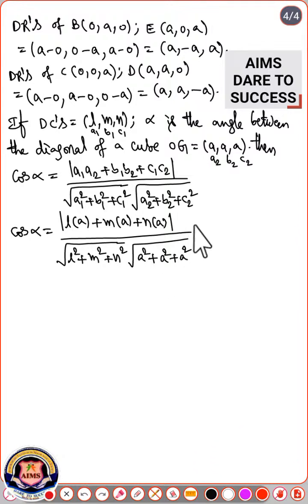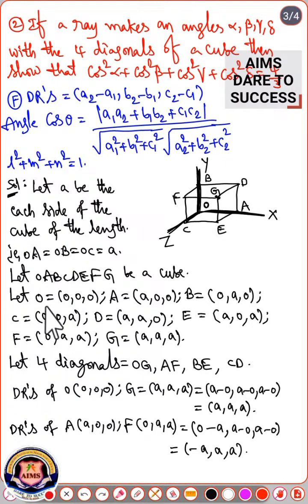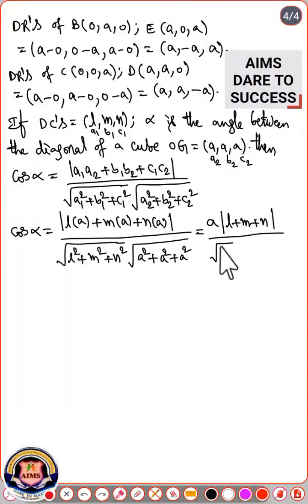Okay, my dears, here all these three terms have A common, so A comes outside, remaining value mod of L plus M plus N, whole divided by under root L square plus M square plus N square, which is equal to 1. This is a formula, we can use that one here. So under root L square plus M square plus N square is root 1, into under root A square plus A square plus A square, which is 3A square.